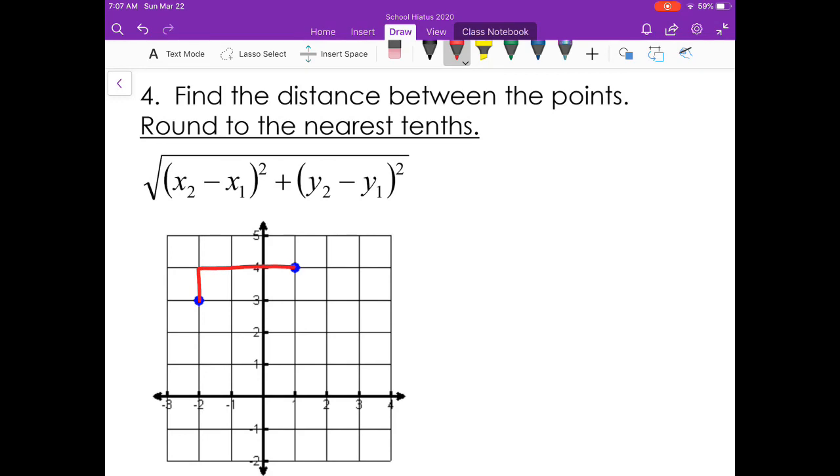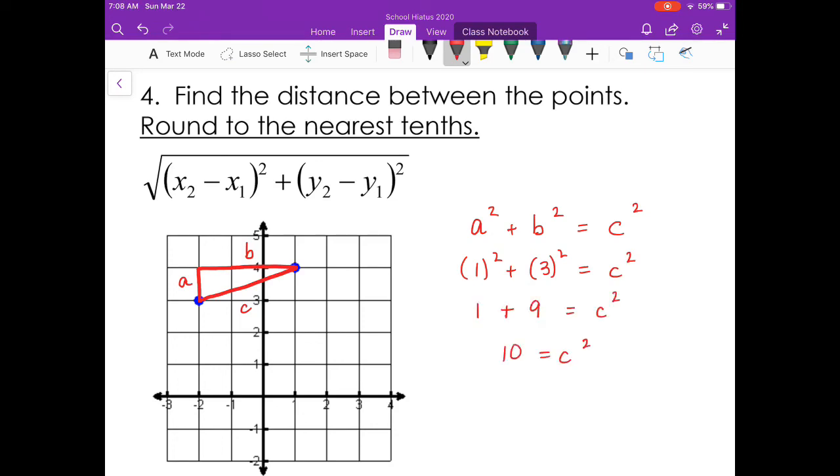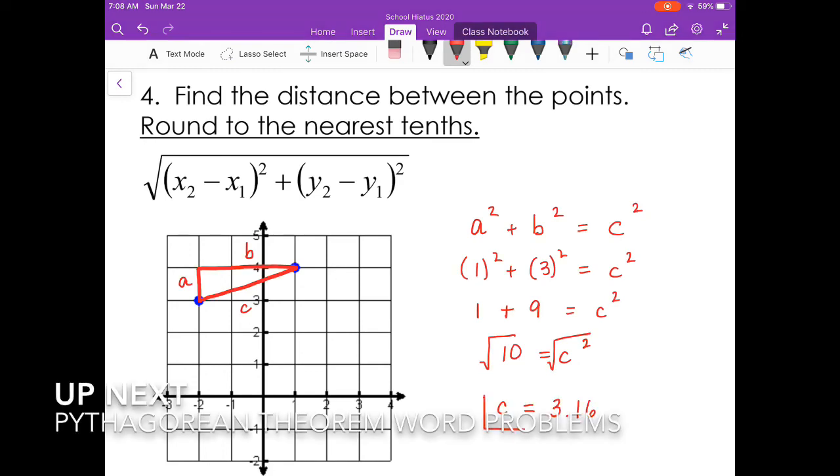I'll demonstrate this example using the Pythagorean theorem, creating a right triangle on the grid lines and allowing the distance between the 2 points to be represented by C. Count the length of each side and substitute into the Pythagorean theorem. Take the square root to solve for the distance. And that's distance formula and Pythagorean theorem.